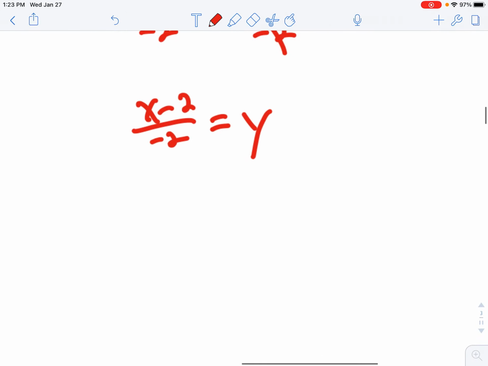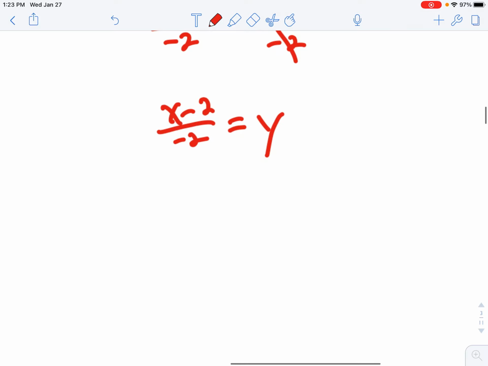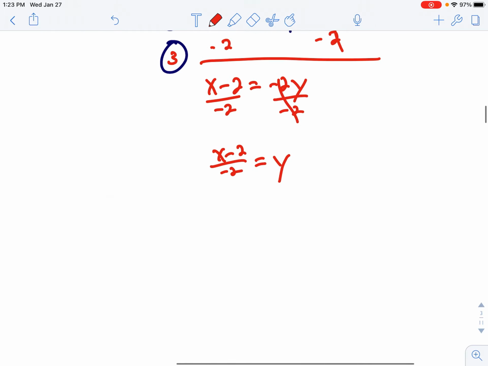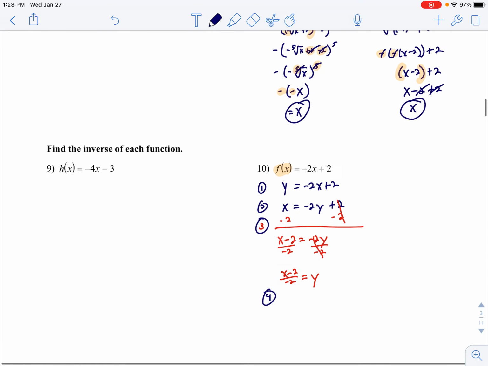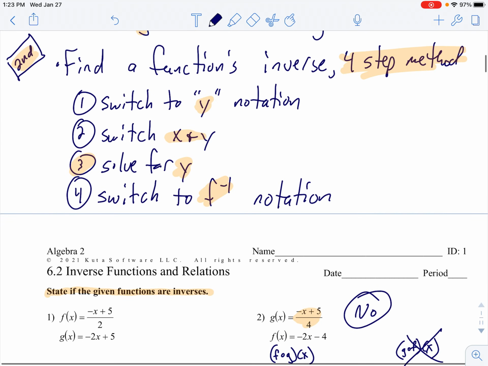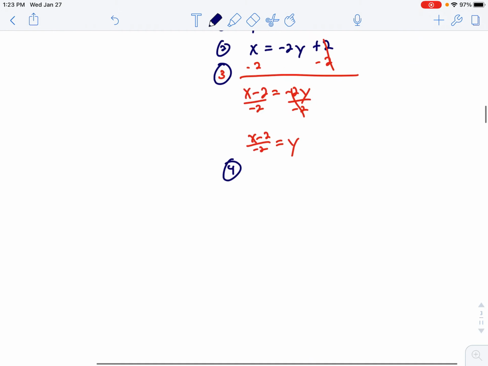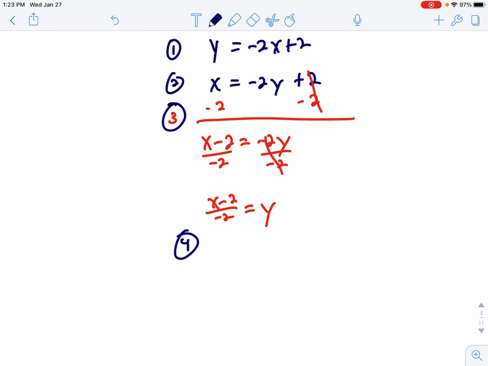Now, that y is isolated. And so our process says the 4th step is to what? Switch back to f inverse notation. So change the y into f inverse of x, and then just bring that part of the answer down. And that should be the inverse.